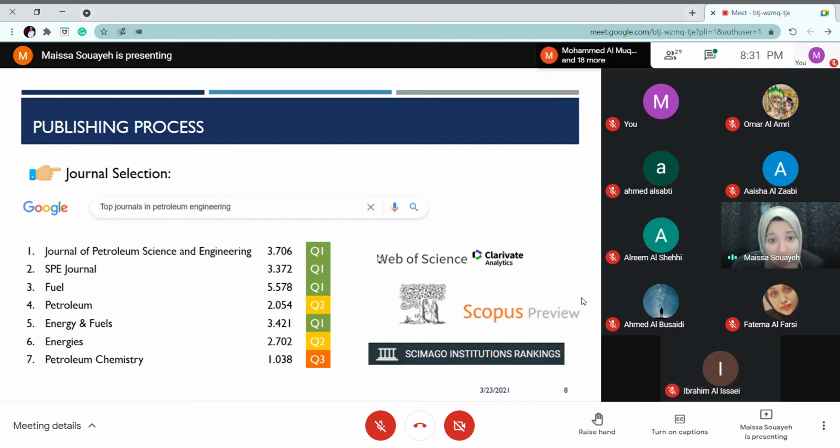So how to get these impact numbers, this Q, all of these numbers? You can get them through websites like Web of Science, Scopus, and SCImago Institution Rankings. You just type in the search engine the name of the journal, or even type the discipline, and it will give you a list of the journals related to the discipline you are looking for, with the rankings and everything. Let's say out of these journals I selected the SPE Journal. I want to publish my paper in the SPE Journal.